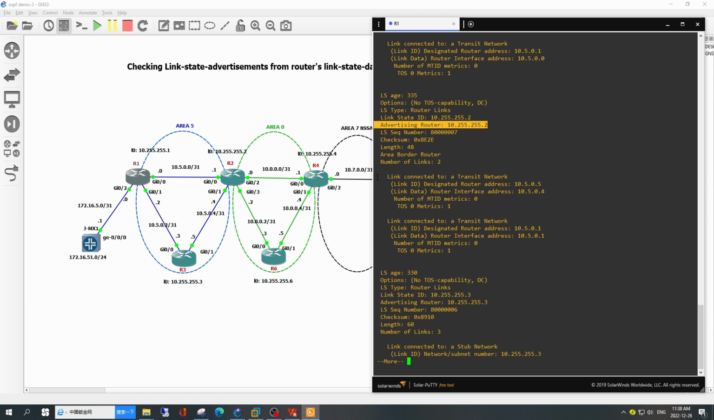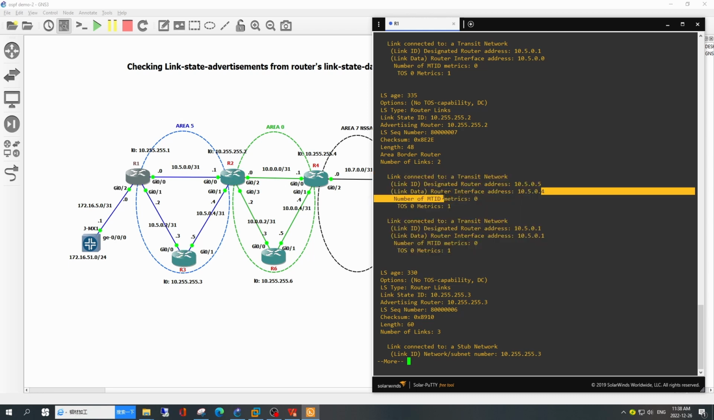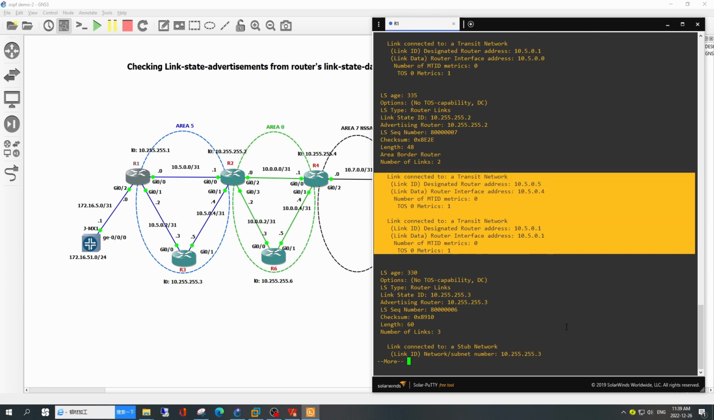And in R2, we include two links. Why include two links? Since these two links belong to area 5, right? The first link's router interface is 10.5.0.4. 10.5.0.4 is here. It is interface G0/1 of R2. Another interface IP address is 10.5.0.1. That is here. That is interface G0/0 of R2. Since these two interfaces belong to area 5, and no other interface on R2 belongs to area 5 except these two, here we list the two interfaces. This is how you look at the type 1.